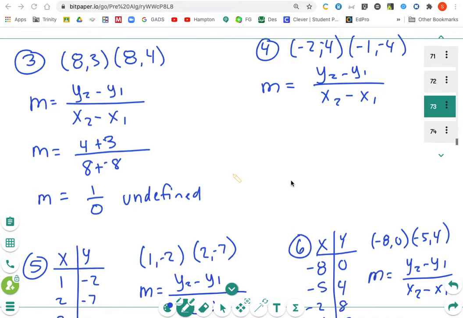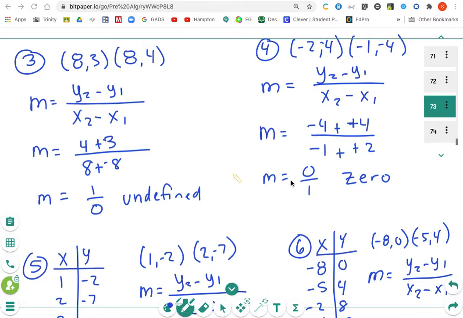Number 4, m equals y2 minus y1 over x2 minus x1. Substitution step, m equals -4 minus -4 over -1 minus -2. Keep, change, change, keep, change, change. M equals 0 over 1, which is 0.